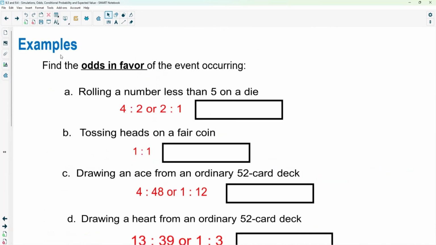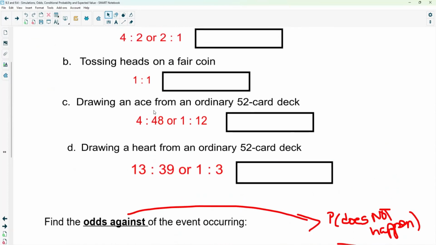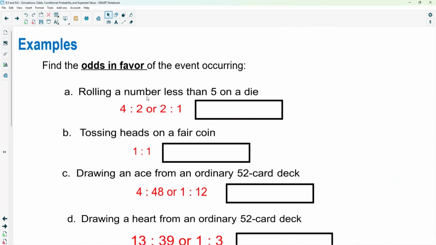And then here are a few examples. We're going to do odds in favor first and then odds against, so you see the difference. Here we're rolling a number less than 5 on a die. What are the numbers less than 5 on a die? They are 1, 2, 3, and 4, because we do not include 5, since it doesn't say less than or equal, it says just less than. So that means there are 4 numbers that are less than 5.